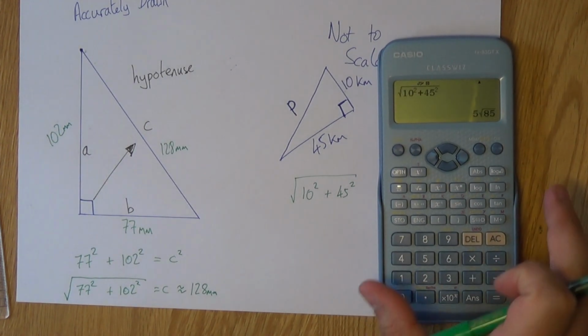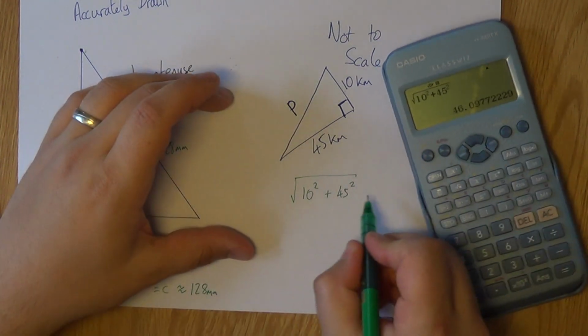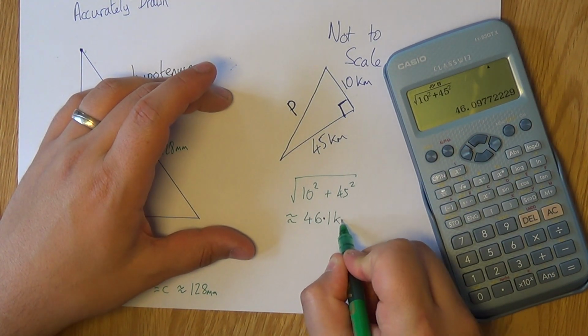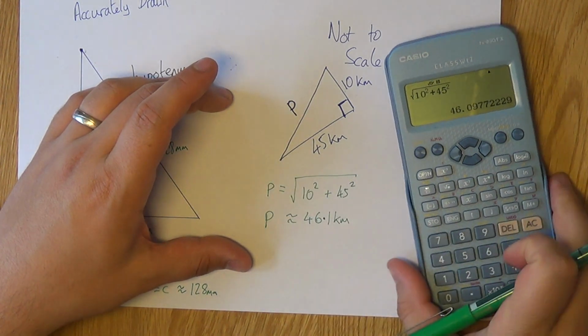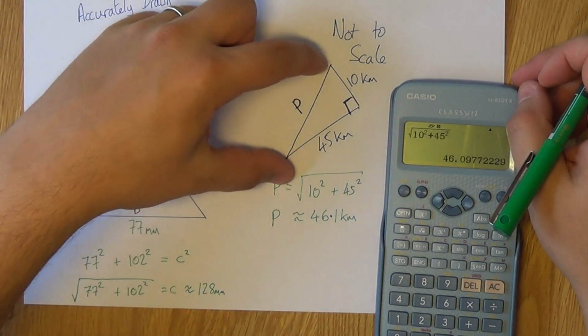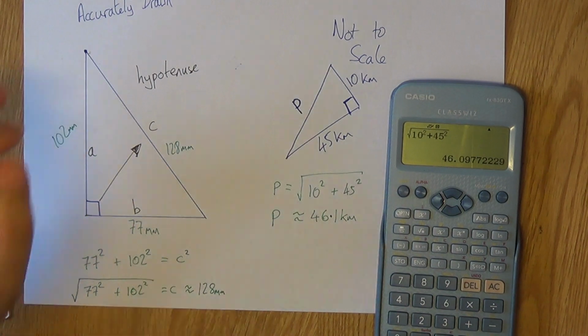And there you go, there's a number. Now it's giving me a surd here, but I can press the conversion, and that is roughly 46.1 kilometres. So that is the length of P. And that's it. Square, add, root, done. You can find the longest length in a right angled triangle with that simple process. Enjoy!